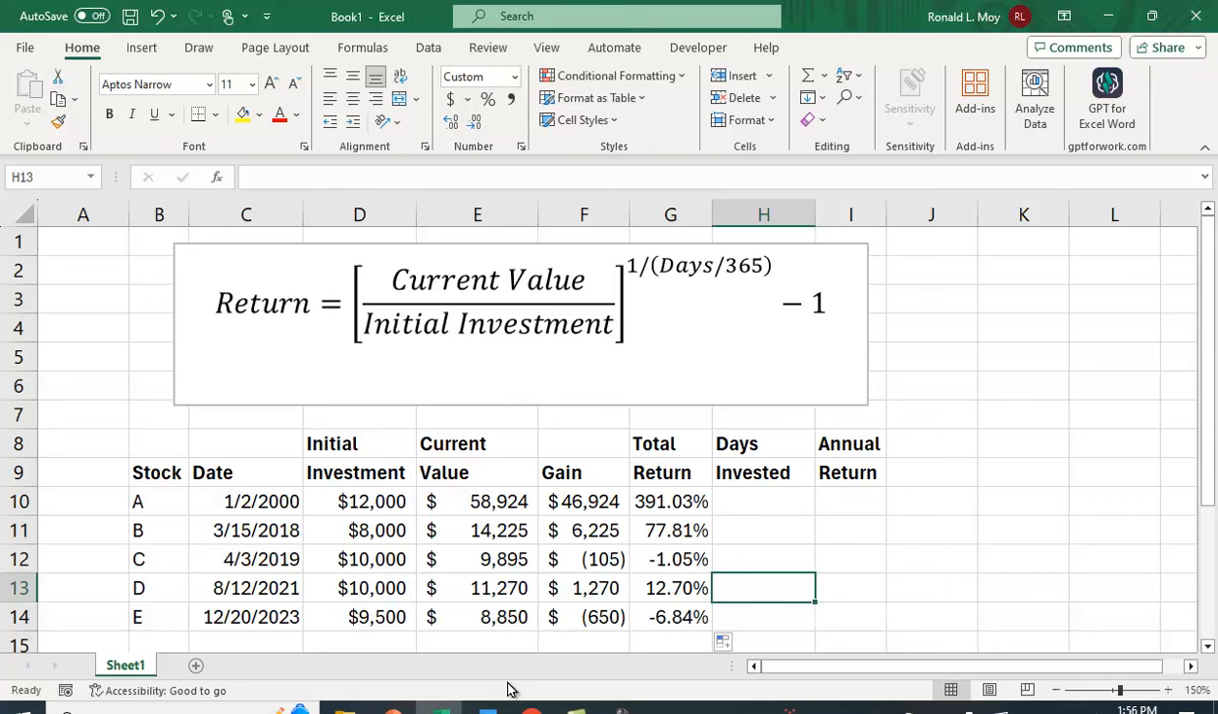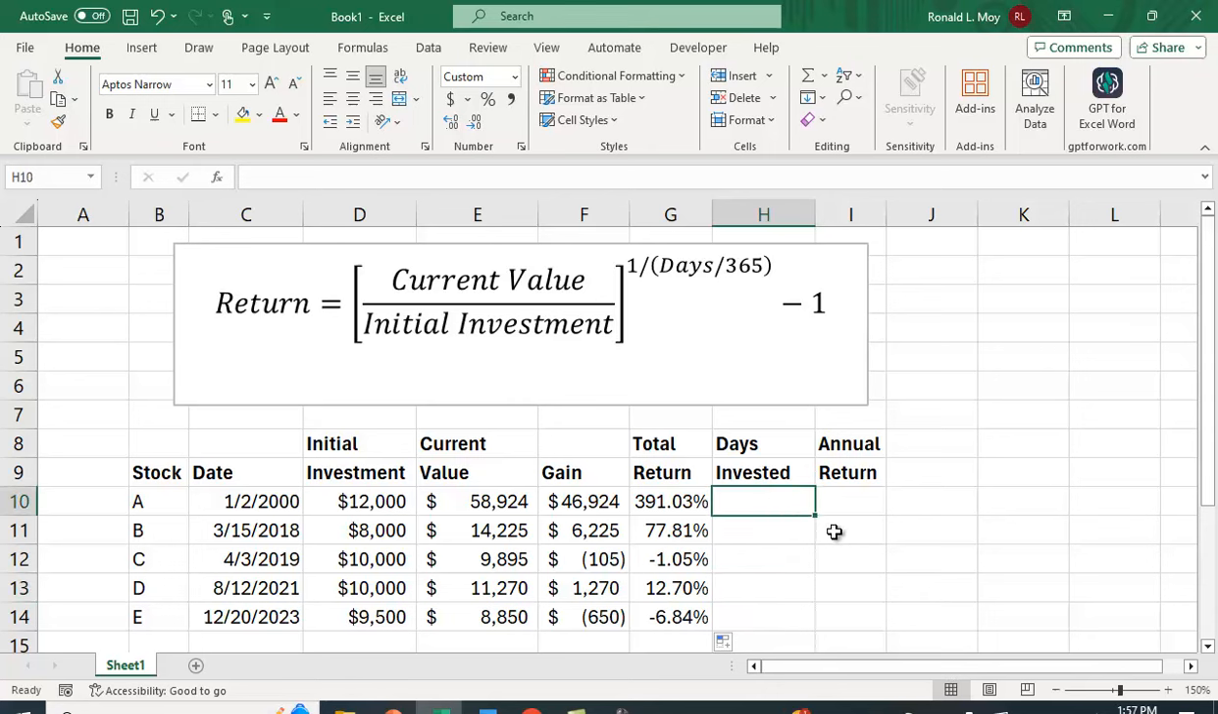A better comparison is to look at the annualized return. We can get the annualized return by taking the current value, dividing it by the initial investment, and then raising it to the power of 1 divided by the number of days divided by 365, and then subtracting 1.